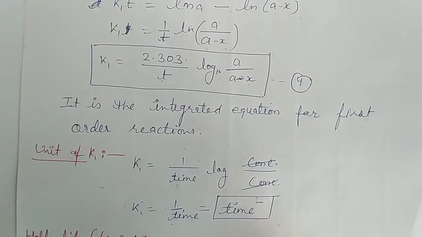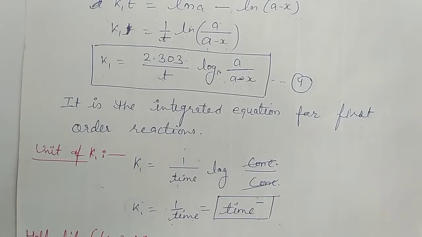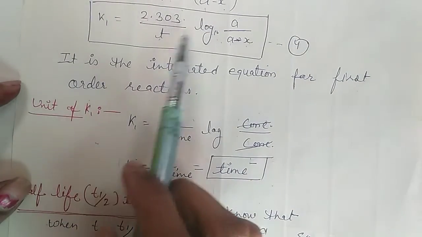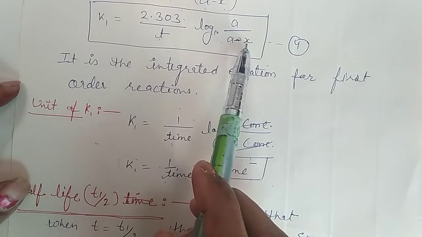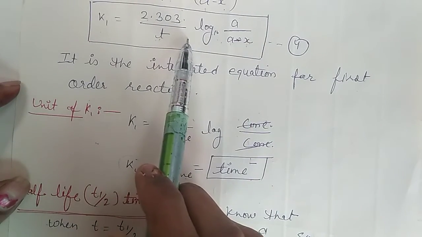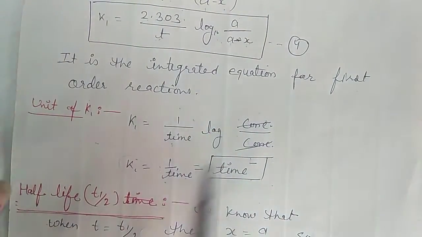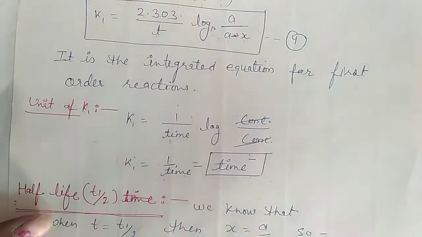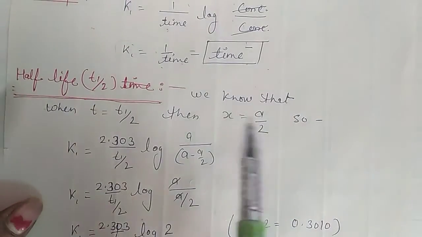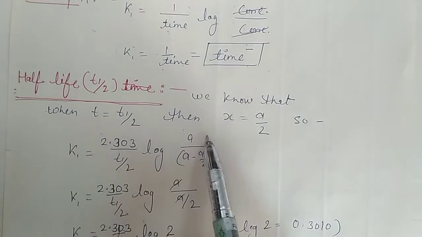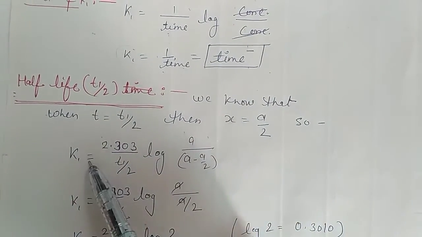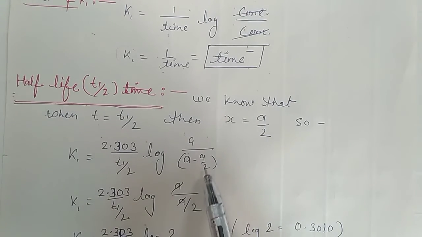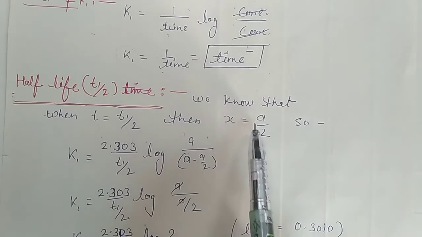Now the half-life time of the first order reaction. Half-life means when x is equal to a by 2 and t is equal to t half. Half-life means when the initial concentration remains a by 2. So when t is equal to t half, x is equal to a by 2. So k1 is equal to 2.303 upon t half log a upon a minus a by 2. We put a by 2 in place of a minus x.